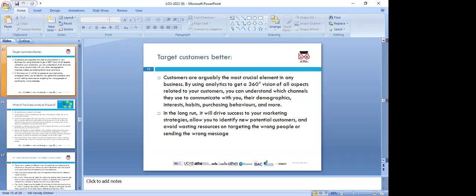In the long run, it drives success to your marketing strategies, allows you to identify new potential customers and avoid wasting resources on targeting the wrong people or sending the wrong message. Very, very important. Data analytics, or data analysts: this is what they do.